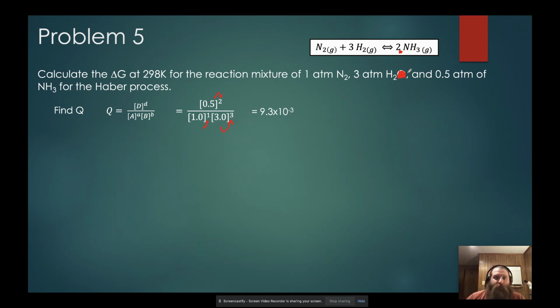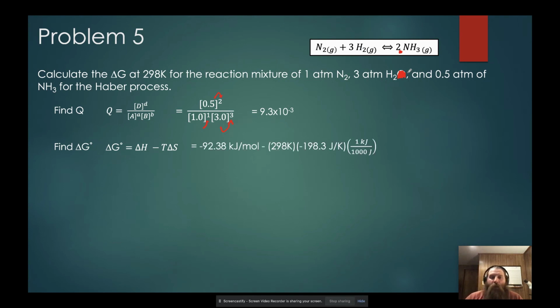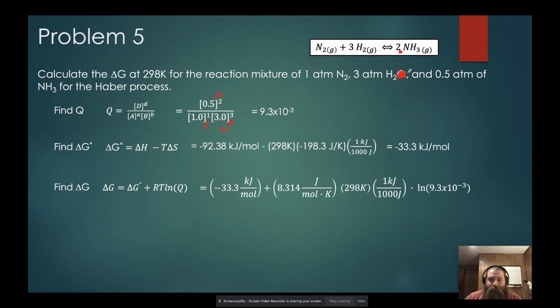Now, the second thing I want to do is find delta G prime. You'll know that delta G prime, in the notes that we already took, is equal to delta H minus T delta S. I plug that in. I've already done that calculation, and we get negative 33.3 kilojoules per mole. So I have delta G prime. I have Q. So the last thing I need to do is find delta G. Now notice there's a big difference between delta G and delta G prime. Delta G equals delta G prime plus RT ln of Q. And this was at the very end of the lecture notes for chapter 19.